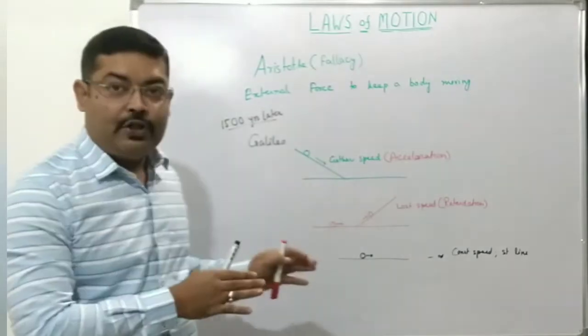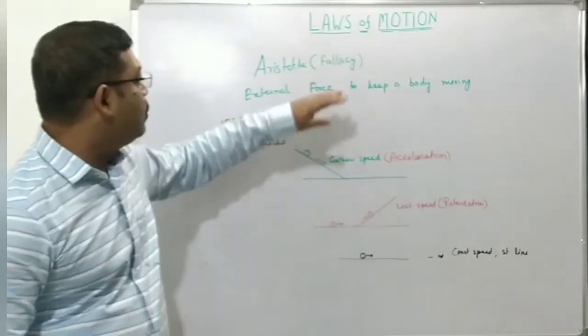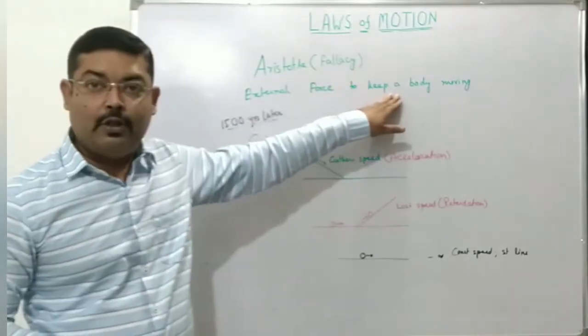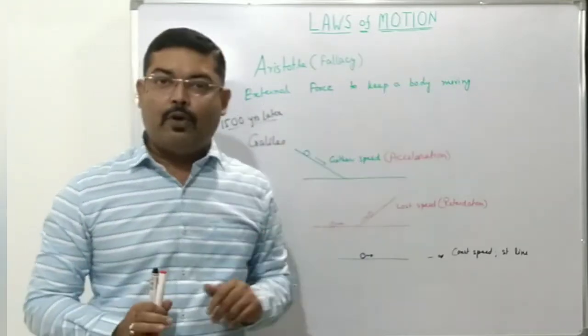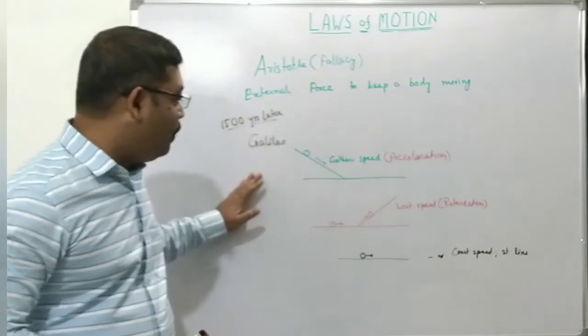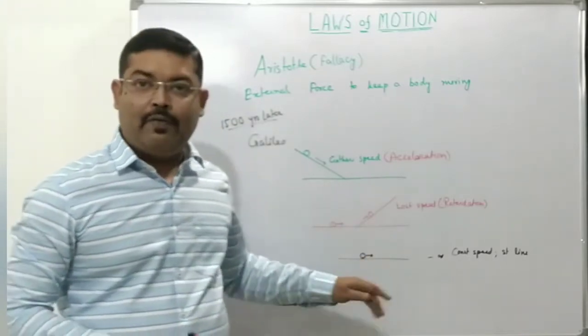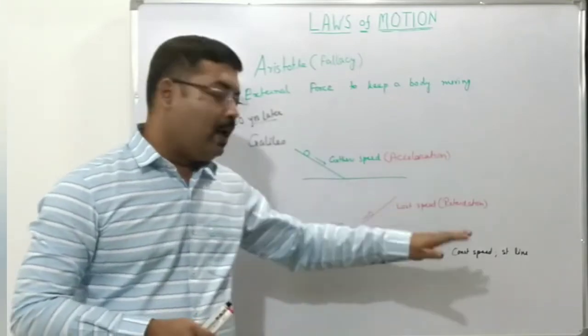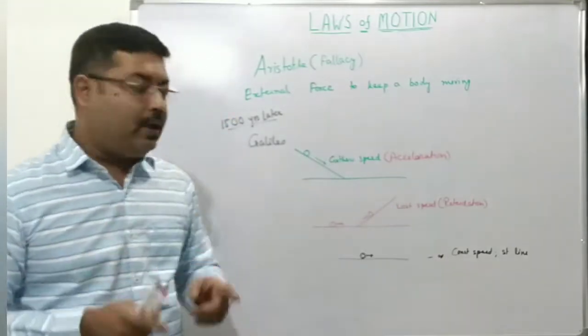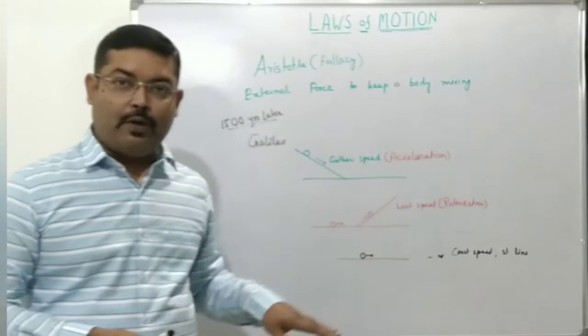This was a revelation. This was a complete contradiction to Aristotle's law of motion that was prevalent at that point of time, that an external force is required to keep a body moving. Galileo found that actually if the object is moving, then no external force is required to keep it moving. On the contrary, it will need an external force to stop the object.